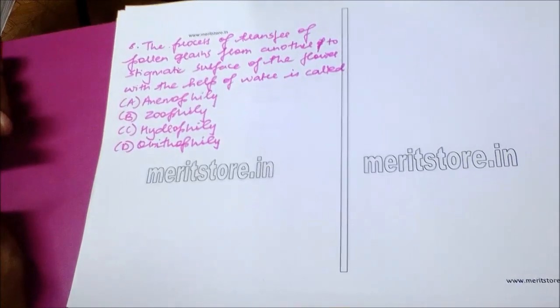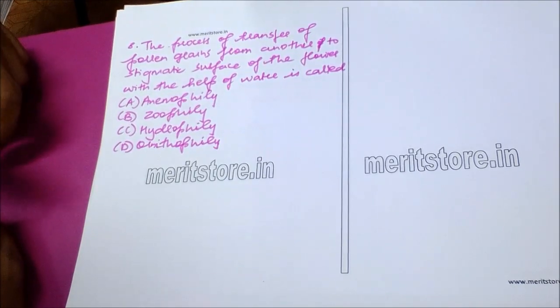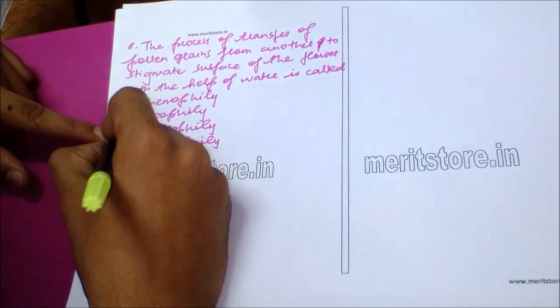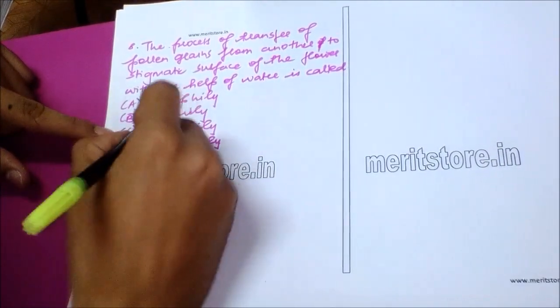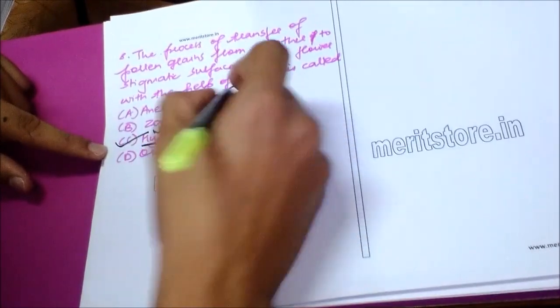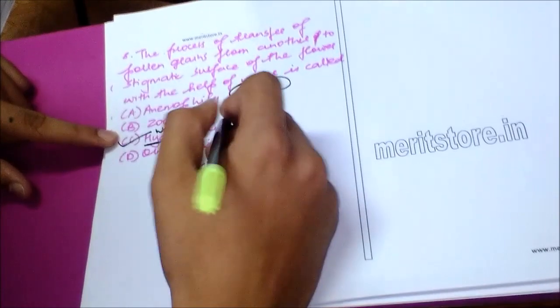The process of transfer of pollen grains from an anther to the stigma surface of the flower with the help of water is called. The answer to this question is option C, which is hydrophily, where hydro refers to water. However, anemophily is an abiotic way of transfer of pollen grains through the agency of wind.